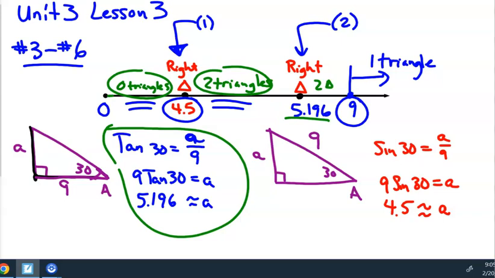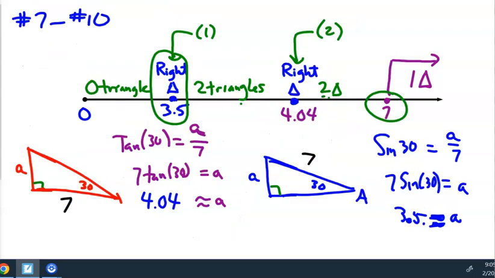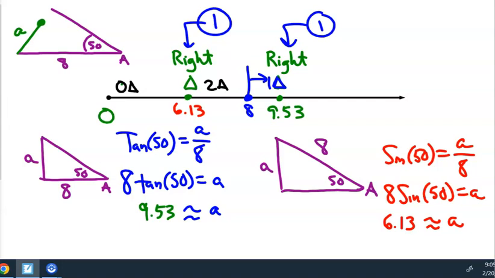Then we found that eventually we got to a number where we went back to 1 triangle, and that number was always the length that we were using from the angle. So when we got to 9, it became 1 triangle again. In the second one, when we got to 7, it became 1 triangle. And in the last one, when we got to 8, it became 1 triangle.